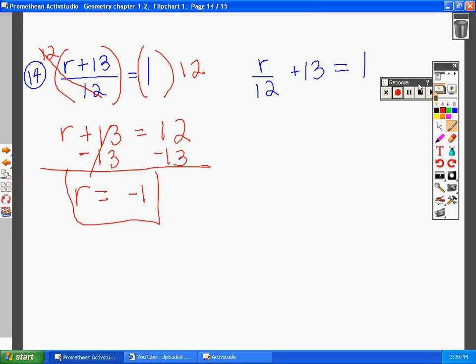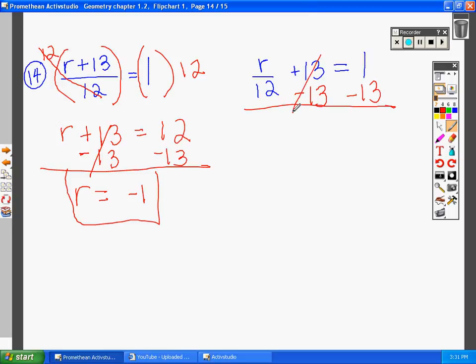This one you're going to do something a little bit different. Because the whole thing isn't being divided by 12, in this case you actually are supposed to get rid of this positive 13 or plus 13 first. So we're going to subtract 13 on both sides, which will get us r over 12 is equal to, and then 1 minus 13 would be negative 12.